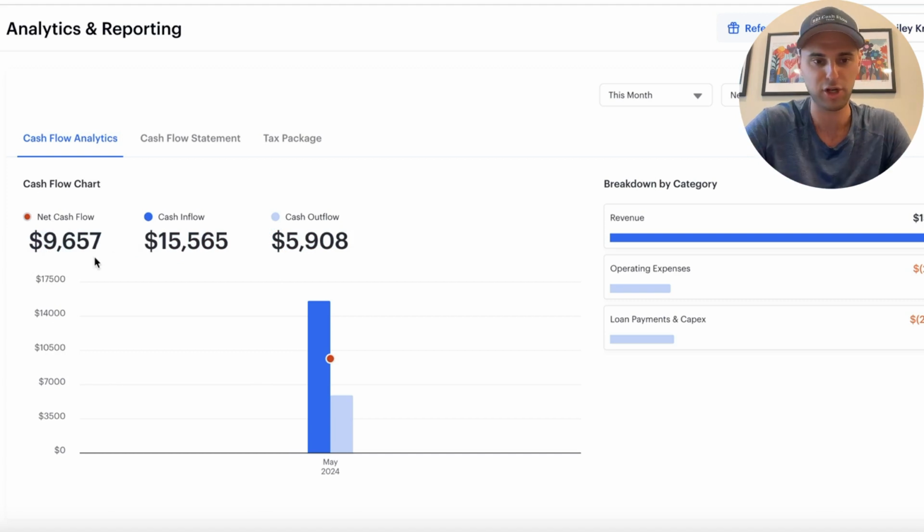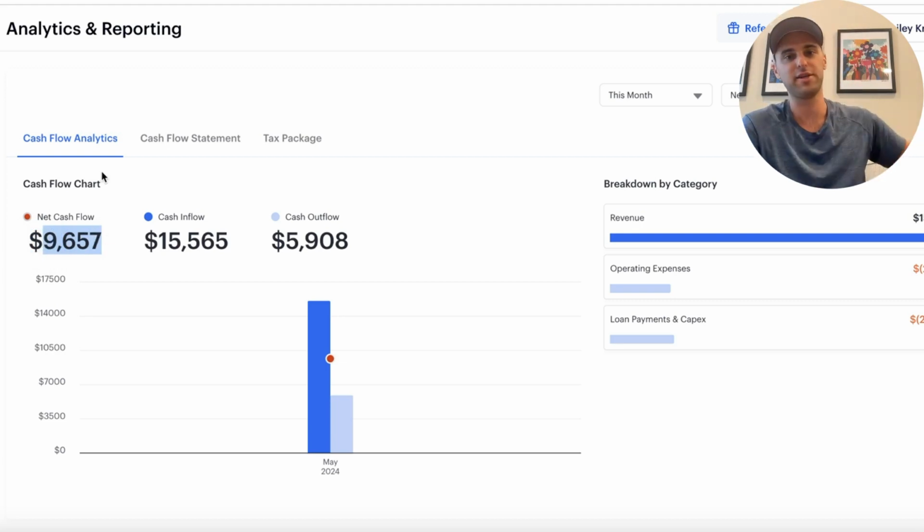Now, again, this is all about transparency here. So when I say this is profit, what I mean by that is that's how much is left in my bank account. Or in other words, this is how much is added to my bank account. Now, this number also includes reserves that I keep in my accounts for my properties. So I don't just take this $9,657 and go spend it.